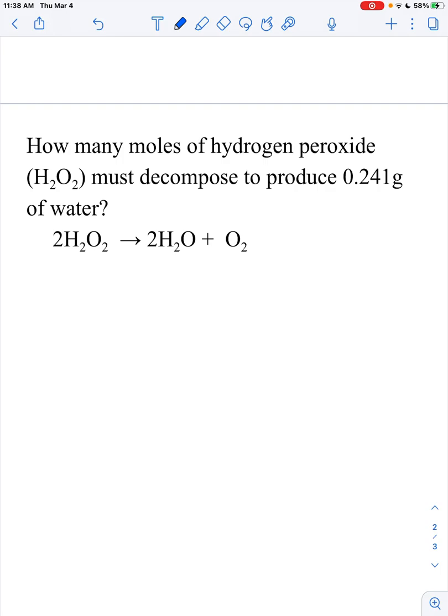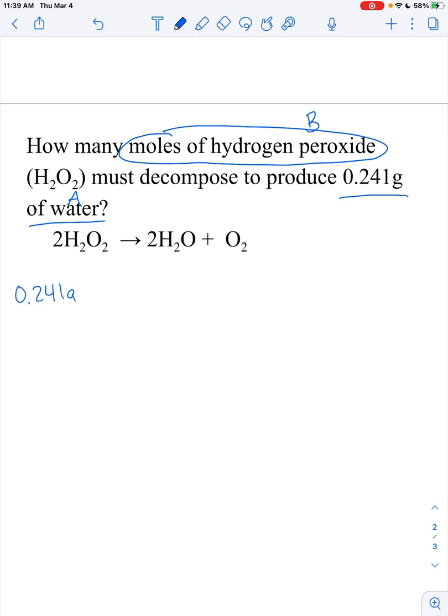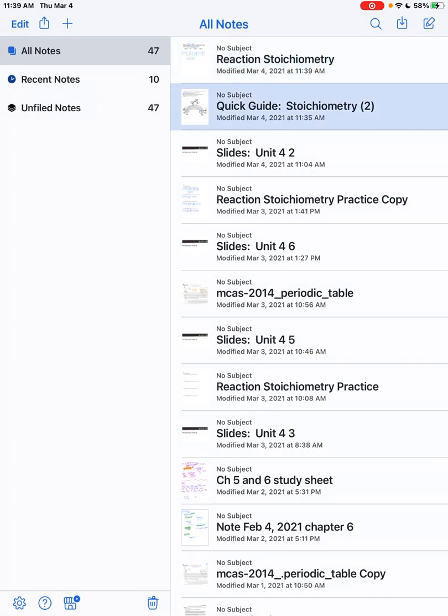So let's take a look at this one. We're looking for moles of hydrogen peroxide, and we're given 0.241 grams of water. So water is our A, hydrogen peroxide is our B. So we're going to start with our given. And then see how many factors we need. So we'll go back to the unicorn diagram.